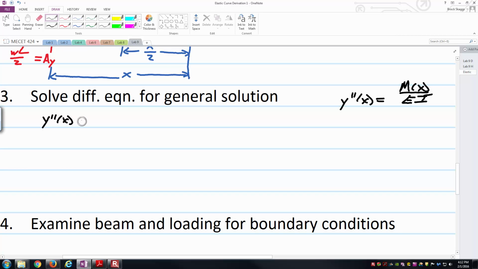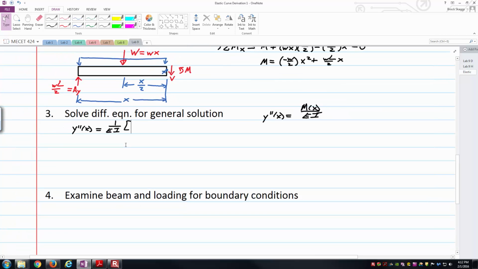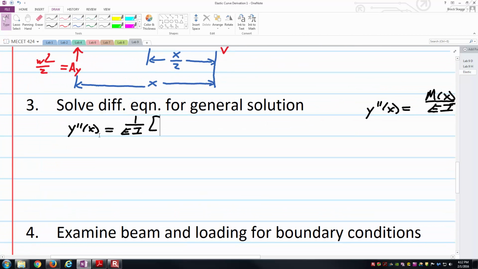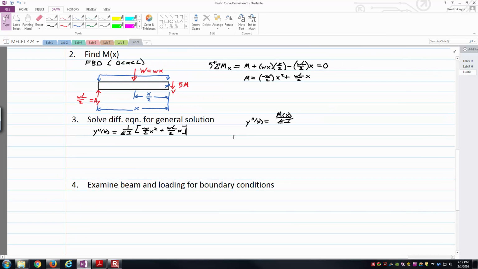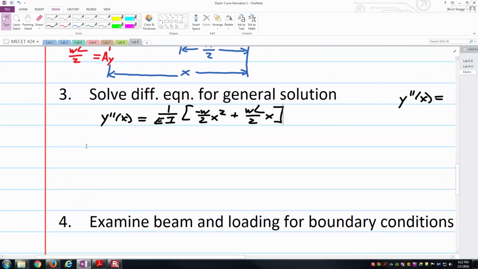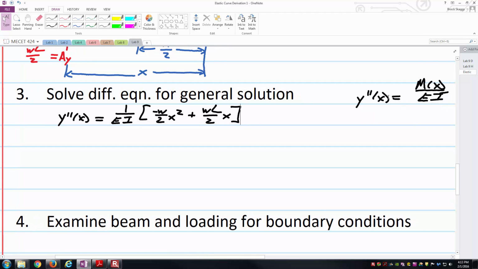And so we've got y double prime of x is equal to, I'll write it as 1 over E times I, and then in the square brackets we need our bending moment expression. And so negative w over 2 times x squared was the first term. And I believe it was plus wL over 2 times x for our second term. Very good. And so at this point all we've done is plug in our actual expression for m of x. And so again, the idea here is we're wanting to get to the y of x. And so here we're at the second derivative.